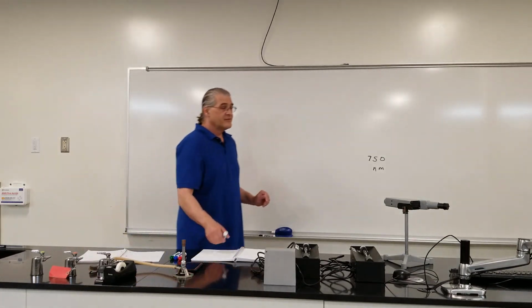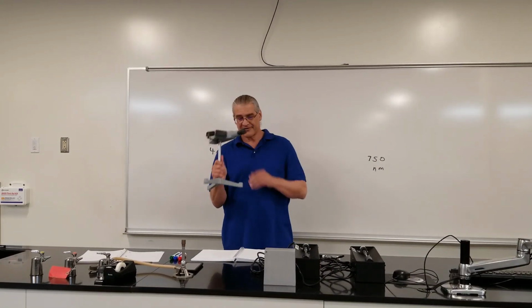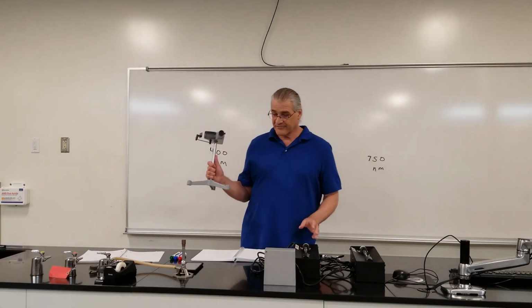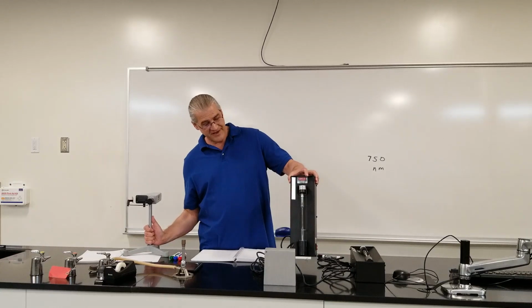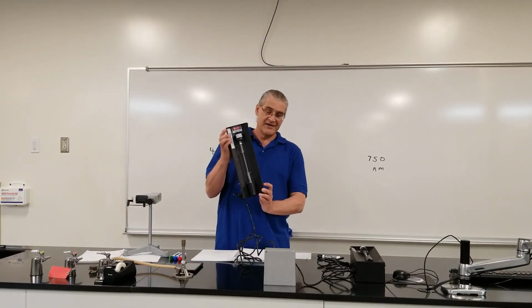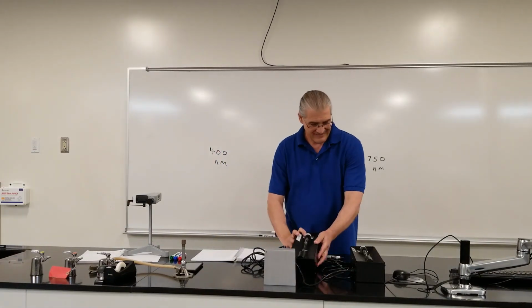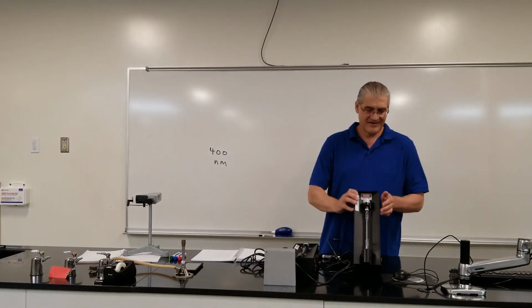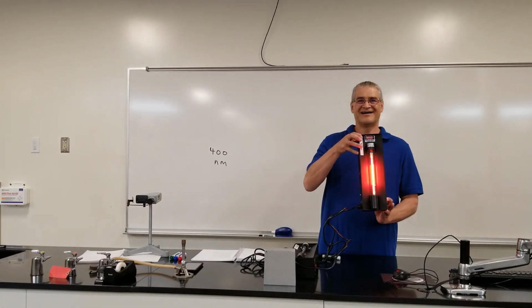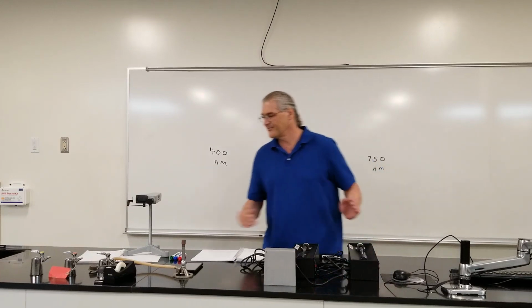In this experiment you use spectroscopes. Here's a spectroscope. You'll be using spectroscopes to observe line spectra from discharge tubes. These are discharge tubes. This is a tube filled with mercury, and we hit it with voltage and you see how it glows. This one is filled with neon.